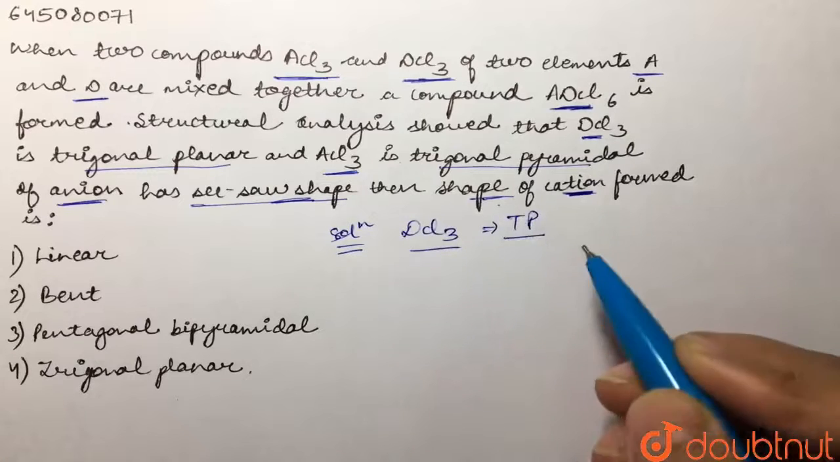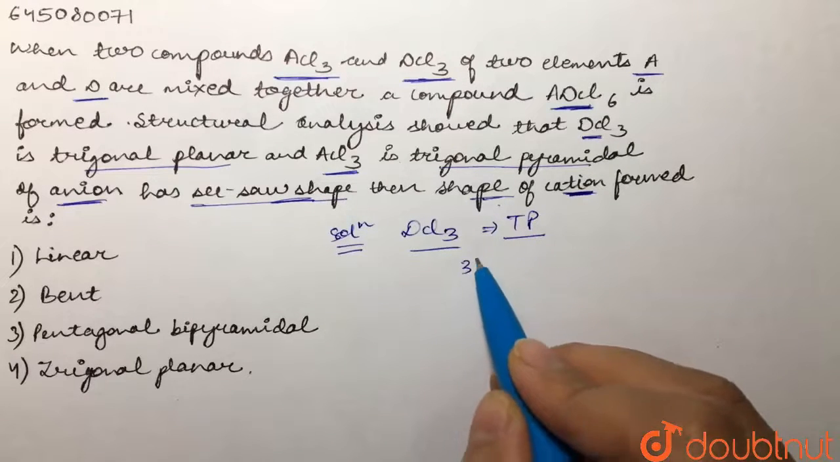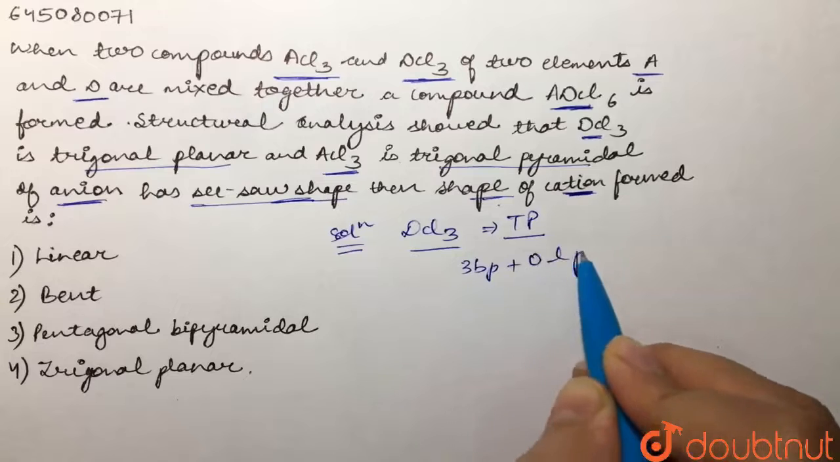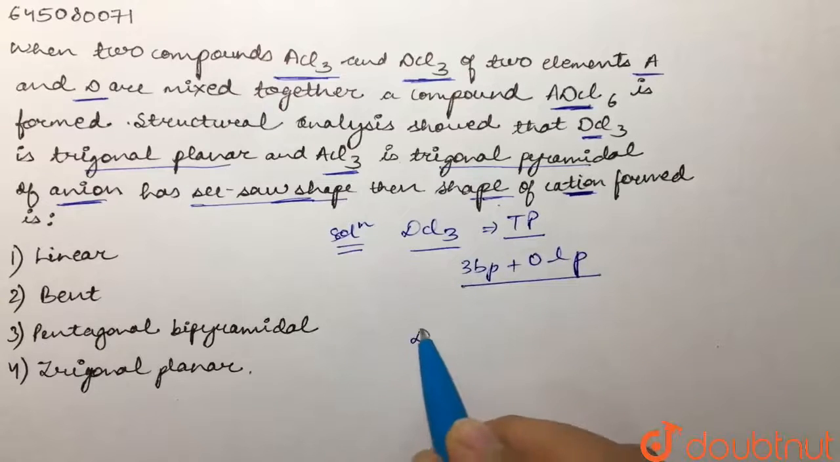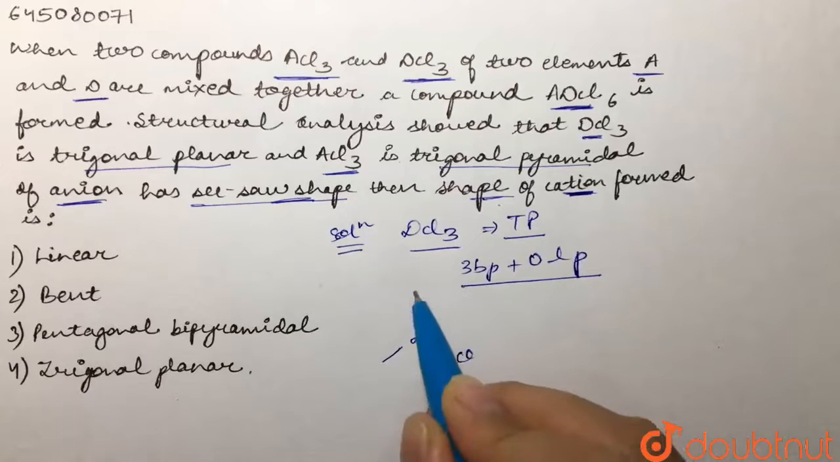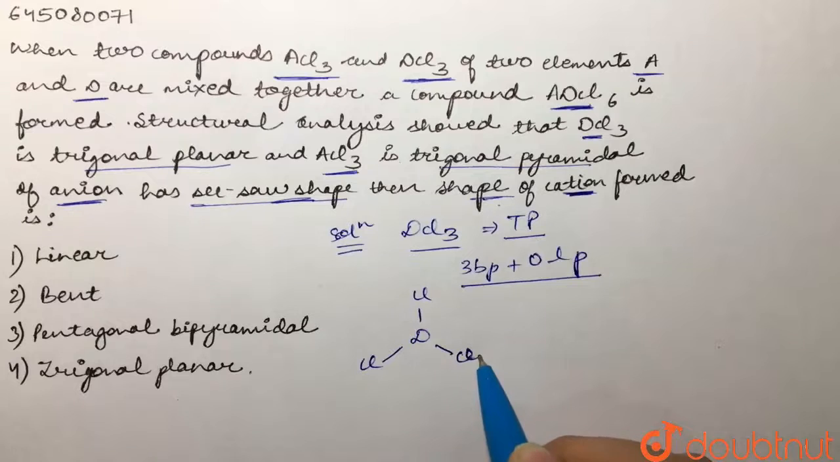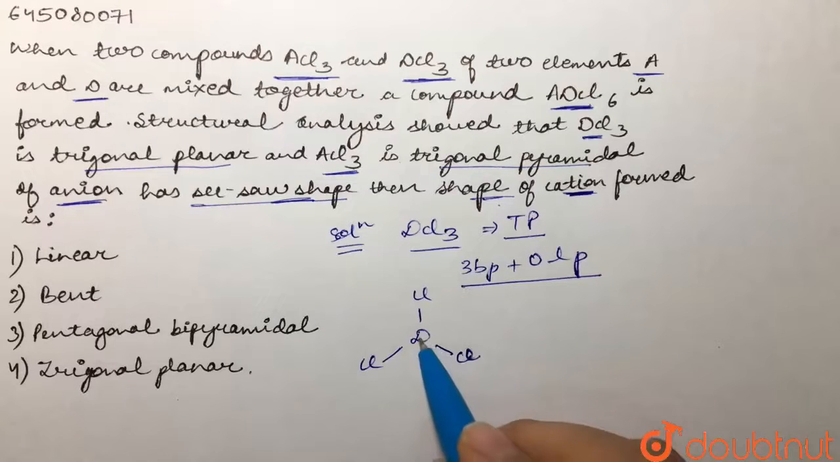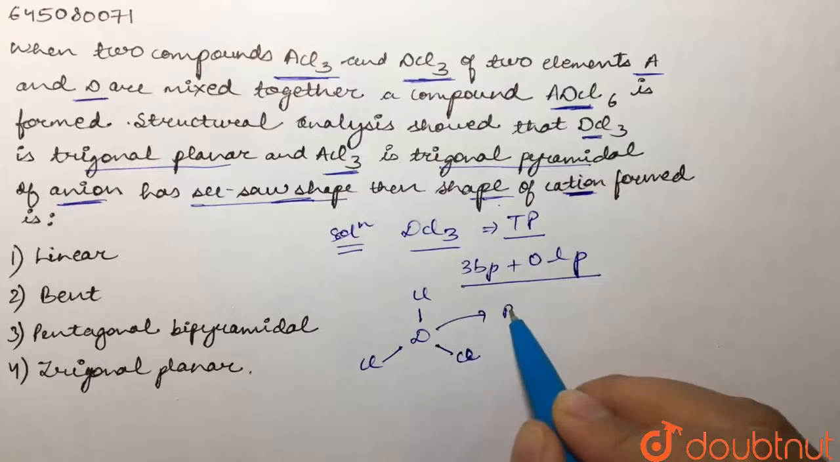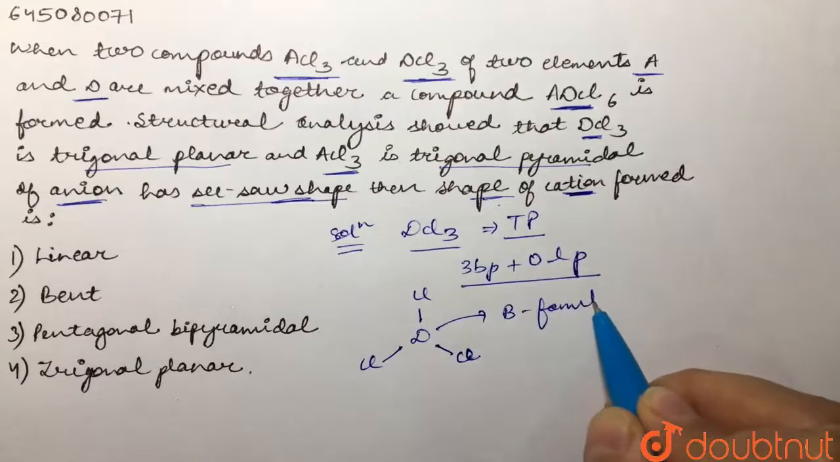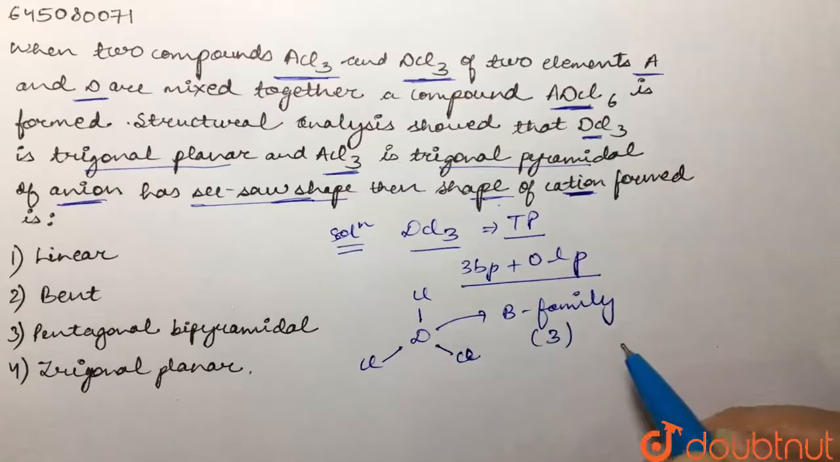When we have trigonal planar geometry, we have 3 bond pairs and 0 lone pair, right? So in this case, we have DCl3 and we do not have any lone pair. That is how it would be trigonal planar. So this shows that this particular element has 3 valence electrons with it, and the 3 valence electron containing family is our boron family. So we can say that this belongs to boron family.